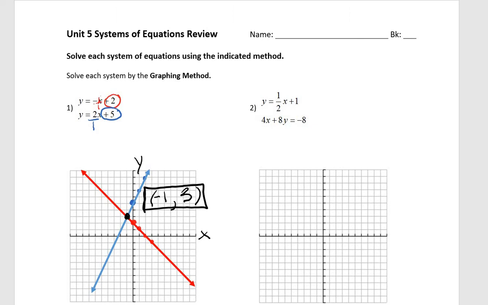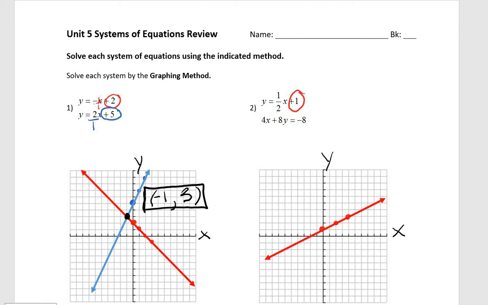Okay, so now I'm going to move on to problem number 2, and I'm going to start graphing the first equation, and I'm going to go a little bit faster since I already did one example like this. So I'm going to start at 1 on the y-intercept. There's 1 on the y-axis. The slope is 1 over 2, so from there I'm going to go up 1, right 2, up 1, right 2, and then I'm going to connect those points with a line.